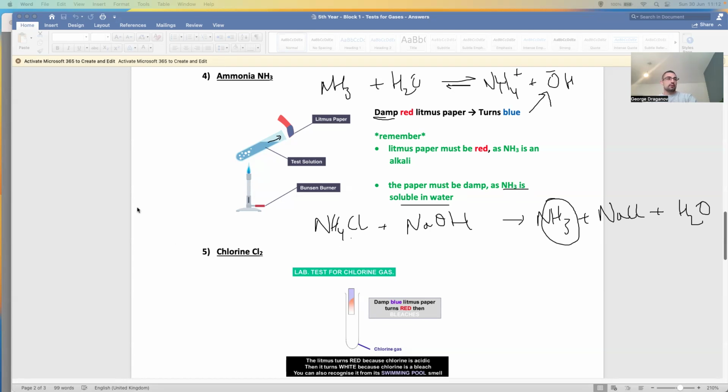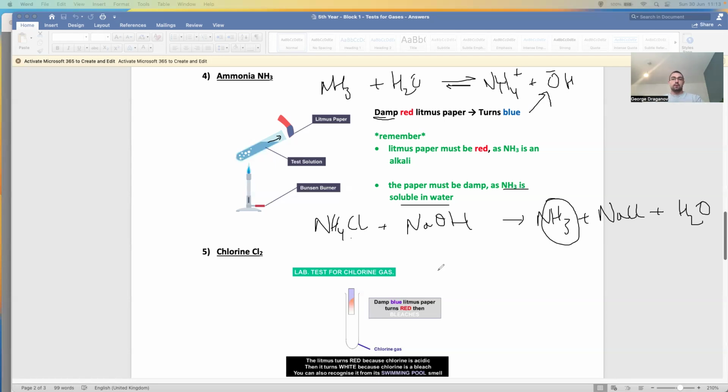Lastly, we have the chlorine gas test. For the chlorine gas, very simple. If chlorine gas is produced, it will rise up, less dense than air. You put some damp blue litmus, and the damp blue litmus will turn red initially because it forms HCl, but then it will bleach white. So ultimately, you just need to say damp blue litmus paper turns white.